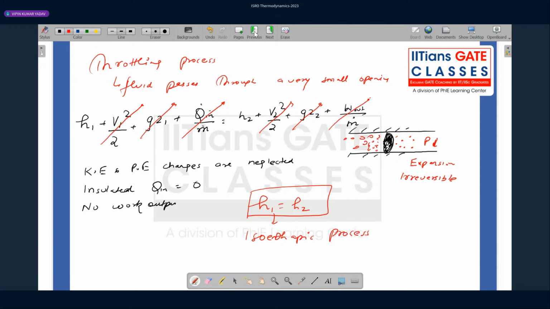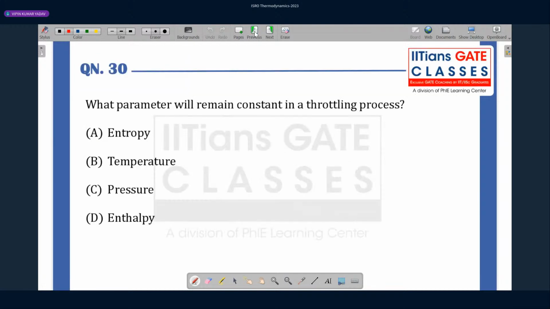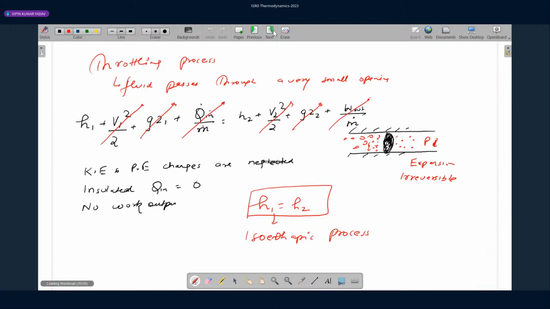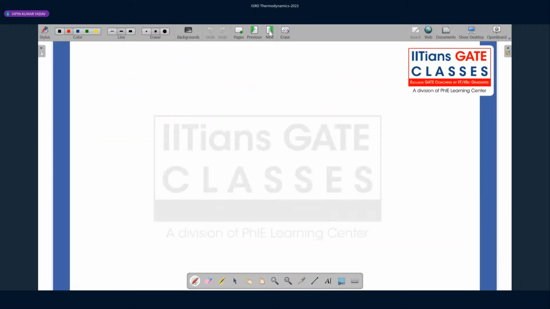Isoenthalpic process. Okay, so what is the property that remains constant here? Enthalpy. So throttling is an isoenthalpic process. Just mind it. I've also explained this in this slide. Okay, let's move ahead.